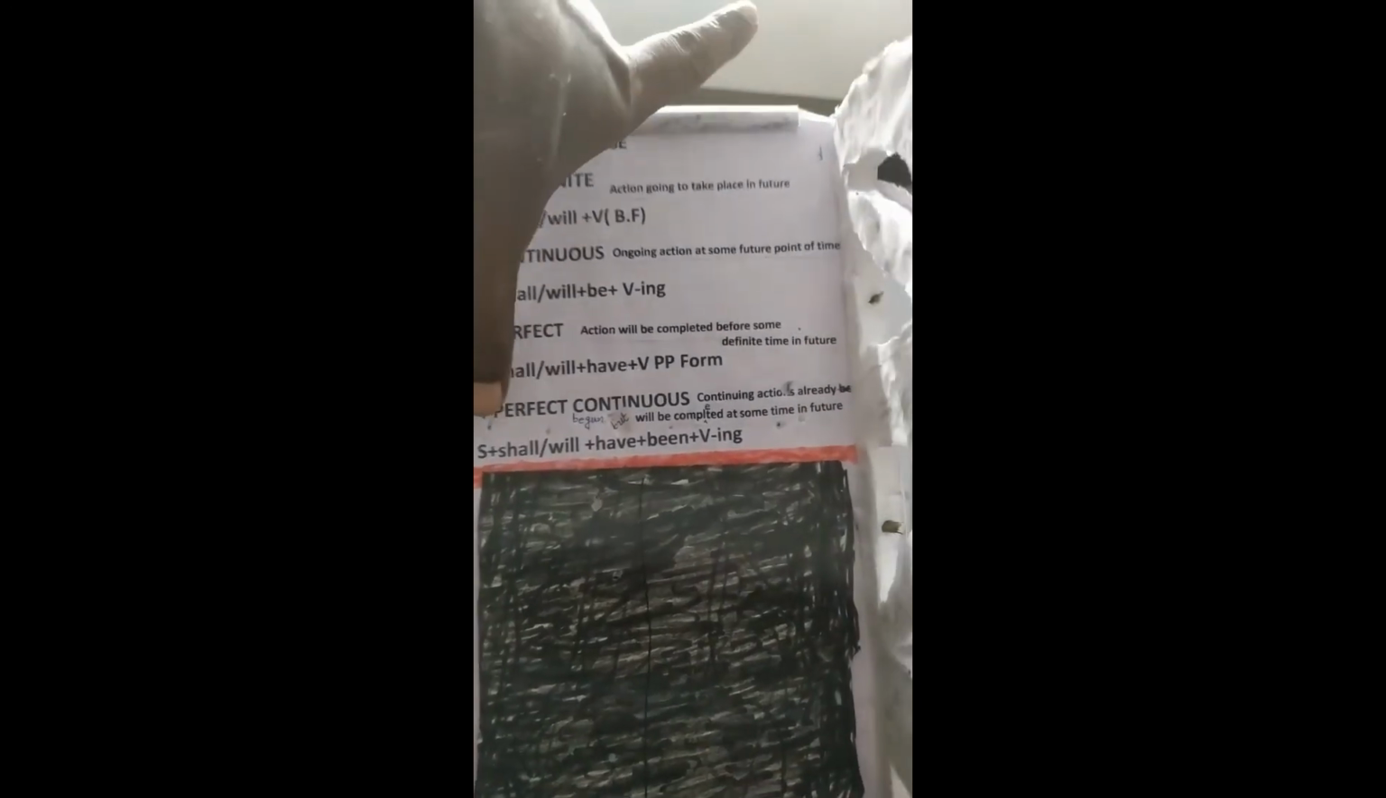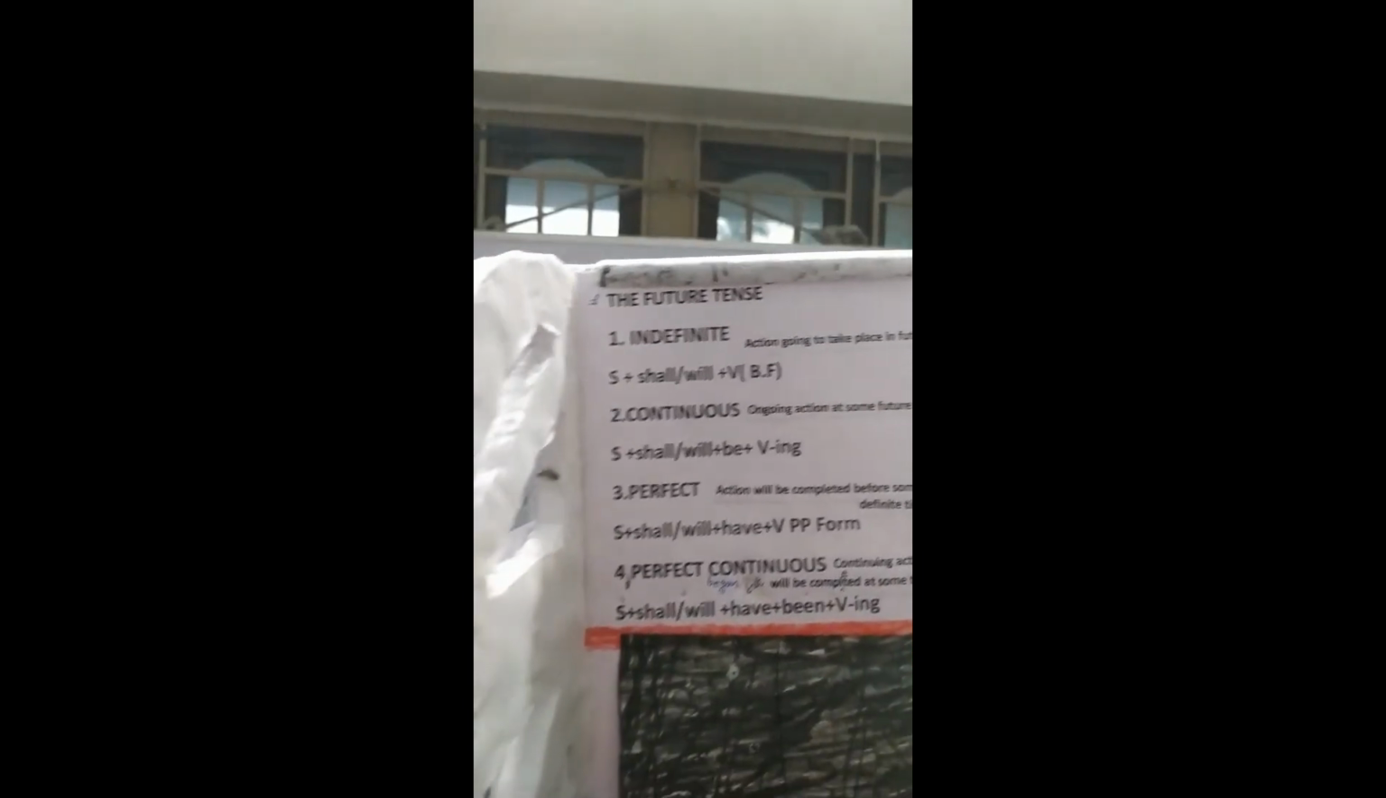What will be the sentence structure of the future perfect continuous tense? You have to write subject first. Here S stands for the subject of a sentence. The subject will be followed by either shall or will, depending on the number and person of the subject of the sentence, and shall or will be followed by have, and have will be followed by been, and after that you have to write the verb with its ing form. These are the different forms of the future tense.